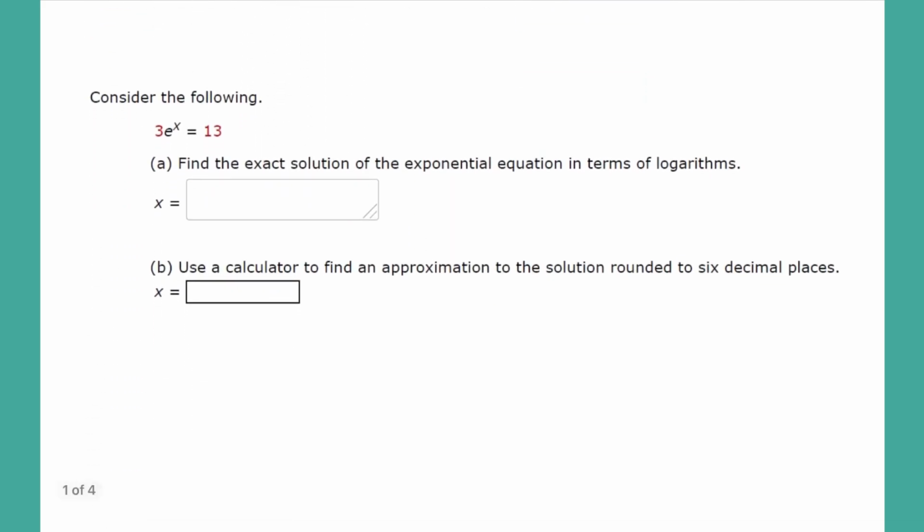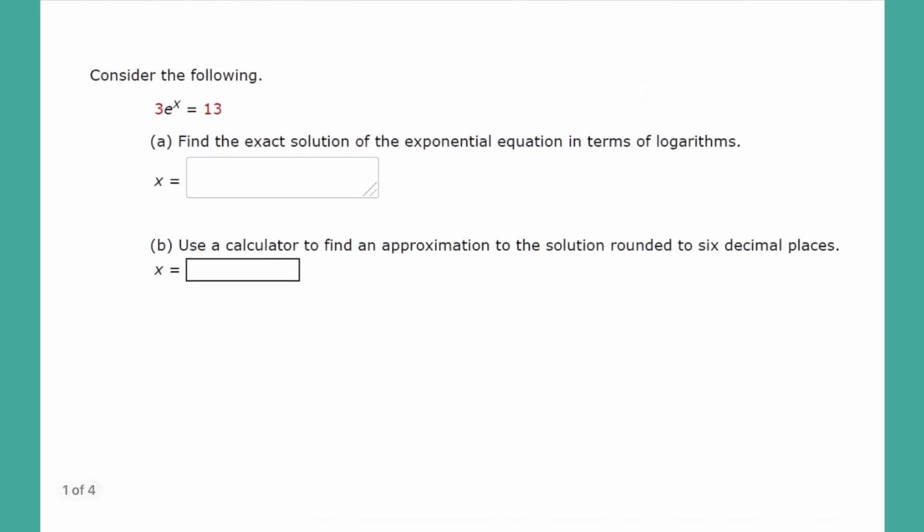Okay, this next problem. So they want two solutions. They want the exact solution, and they want the calculator approximation to 6 decimal places. So let's start with the exact solution. First thing you always want to do is clear out the coefficient, which is 3 in this case. So 3e to the x equals 13. The way we clear that out is by division. And now we have e to the x is equal to 13 thirds.